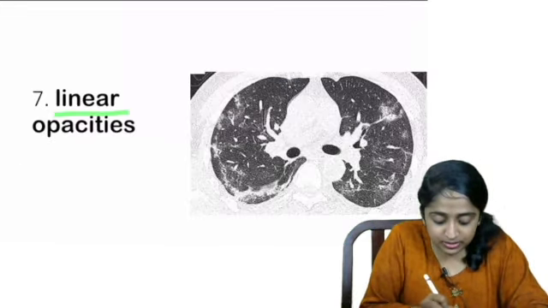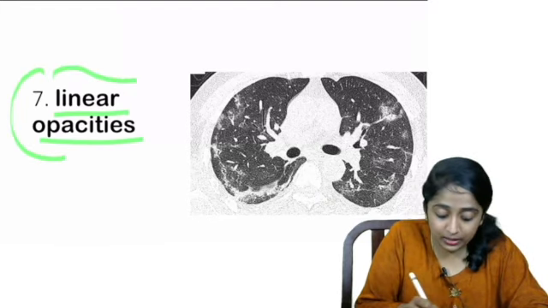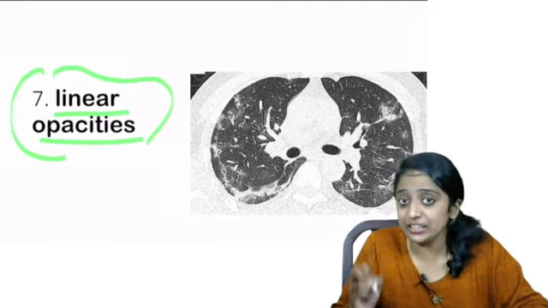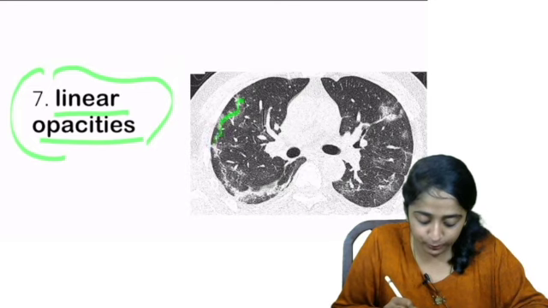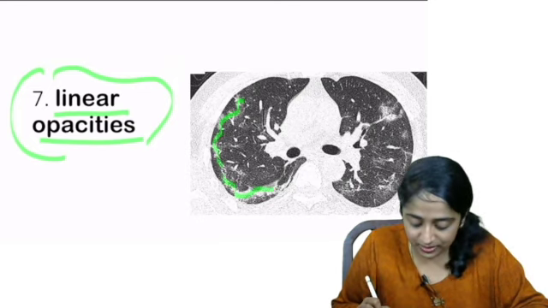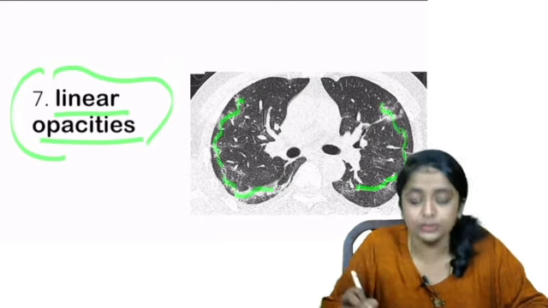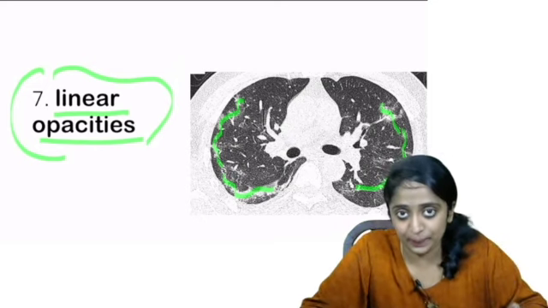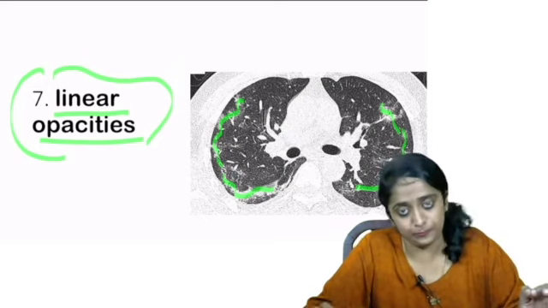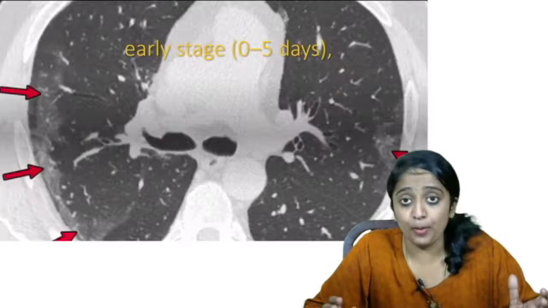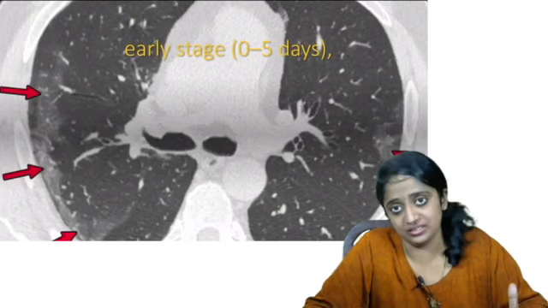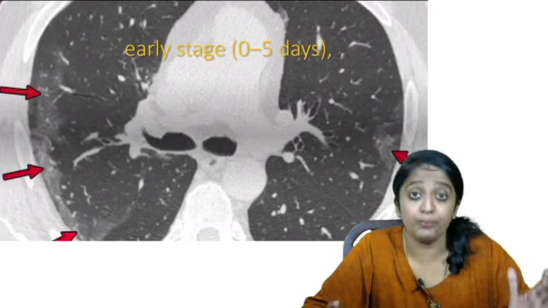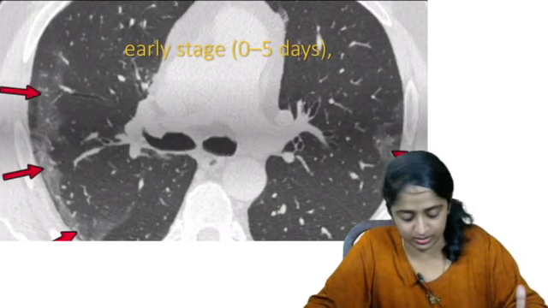And for completion's sake, another commonly described finding is linear opacities. So in the periphery of the lung, you get patchy opacities like this. These are other important features that you can see in imaging in COVID-19 patients, typical lung manifestation. So again, you have to know about the progression of the disease. That is very important. Progression is very, very important.